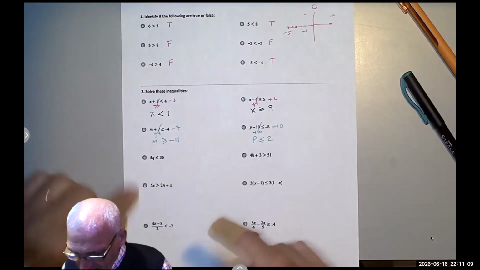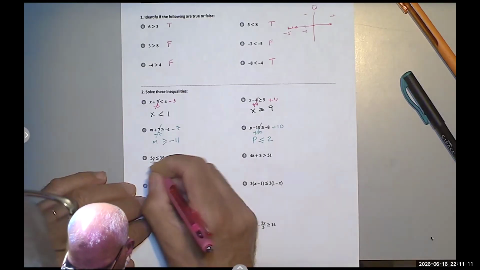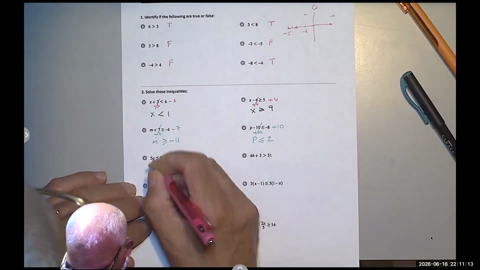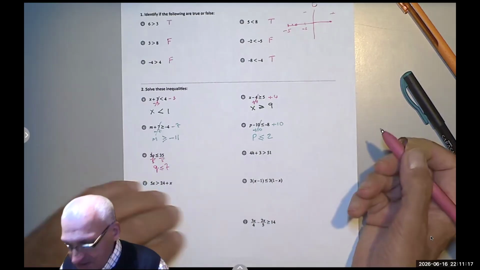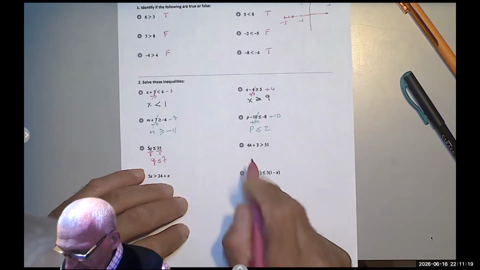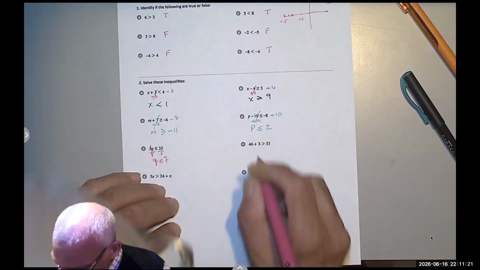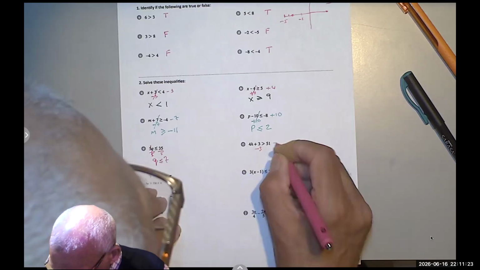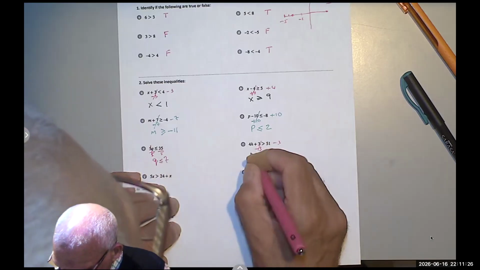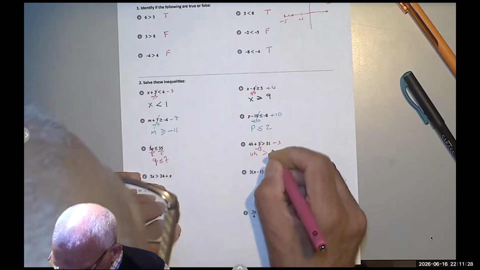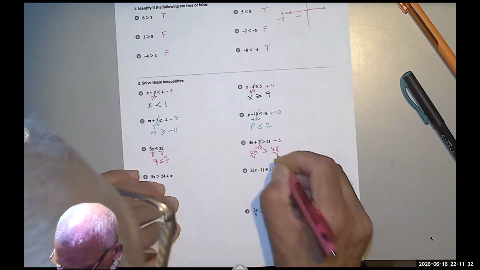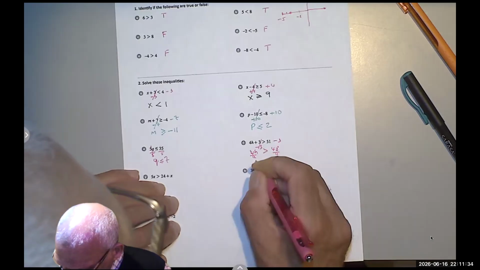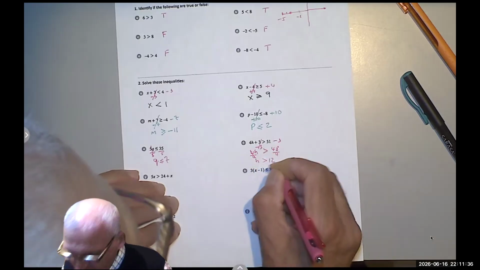When we come here, I'm going to divide both sides by 5. So I get q is less than or equal to 7. You see how easy they are so far. Here it's a two-step because first I want to get rid of the 3. So I say 4h is greater than 48. And then I'm going to divide by 4 both sides. And I get h is greater than 12.